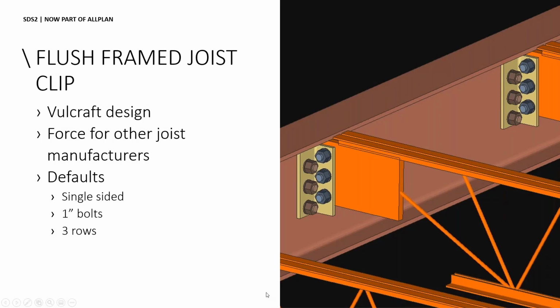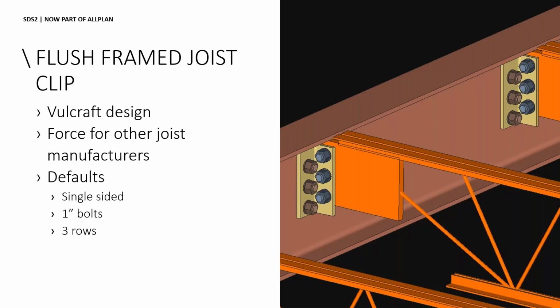Next step, we got the flush frame joist clip. In the previous release in 2021, you might recall we added this connection for a shear plate, and clips are very common as well in this case. So we've expanded the joist connection here to include the clip angles for the flush frame joists.